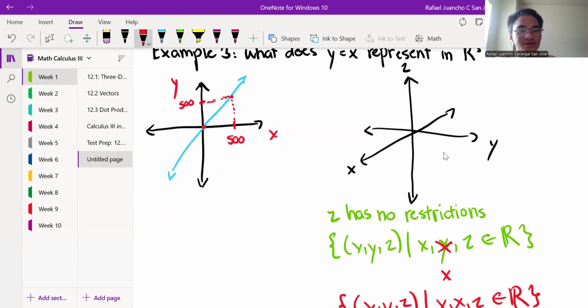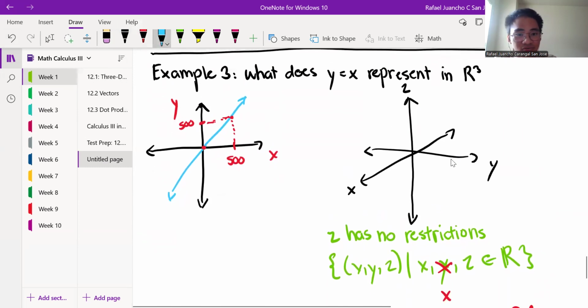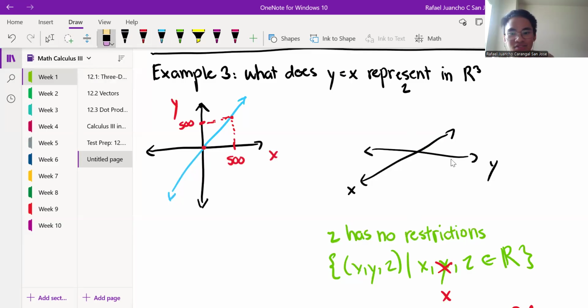Now, how does that look visually? That's mathematical, but I like visuals. We can start when z is 0, because that's the easiest, and we already have that. Let's draw this properly. When z is 0, it's the xy plane, and then it's just this thing here. That's y equals x.